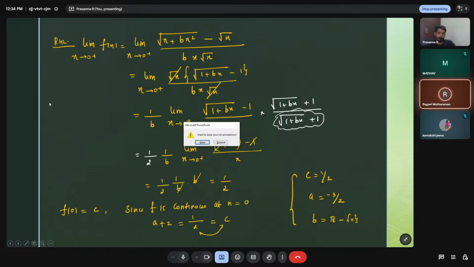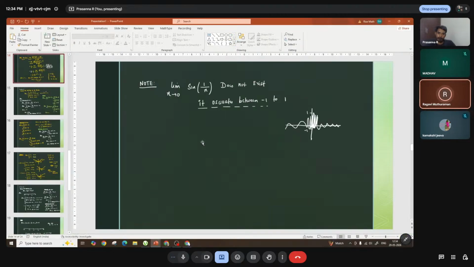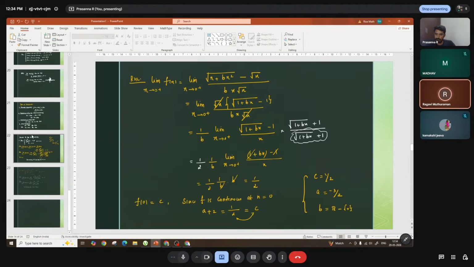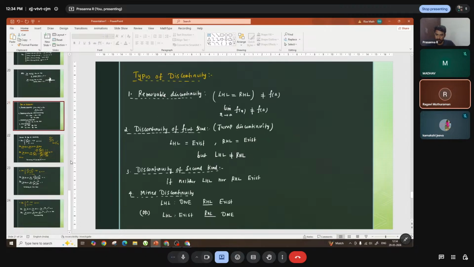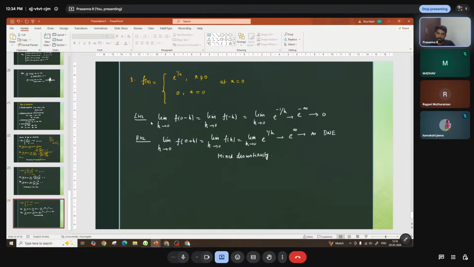Is there any doubt? In our previous notes, sir, discontinuity of second kind is if neither LHL nor RHL exists. But here, like here LHL exists, RHL doesn't.